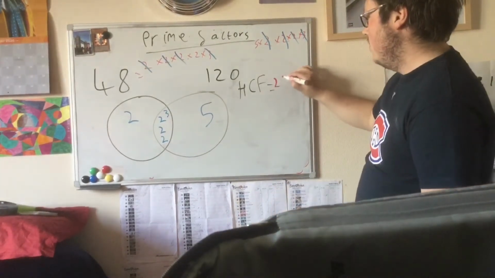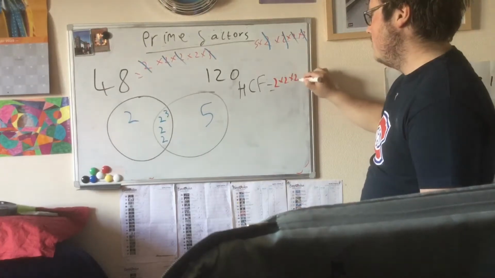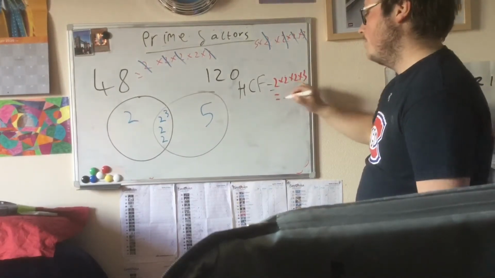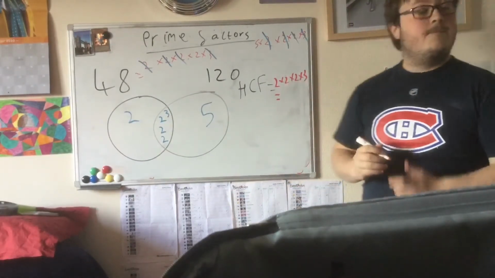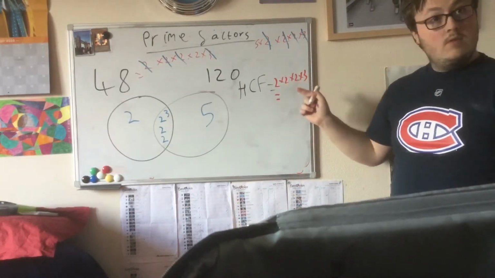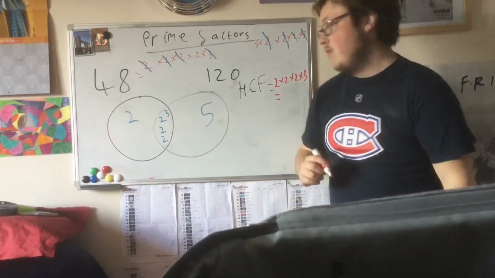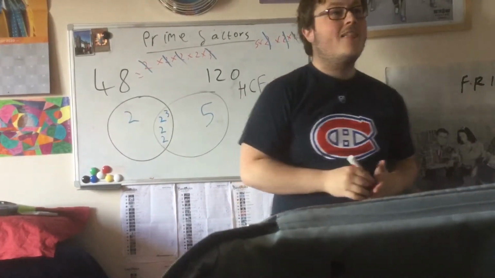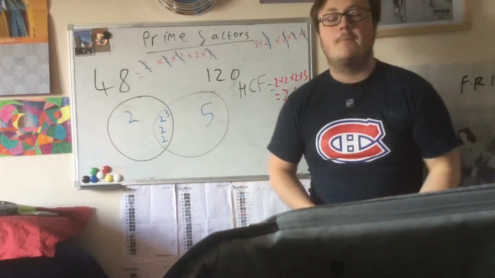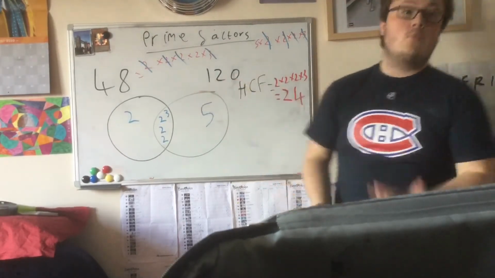So you do 2 times 2 times 2 times 3. You just multiply them all together. So 2 times 2 is 4, times 2 is 8, and then 8 times 3 will get us 24. And that is the highest common factor of 48 and 120.